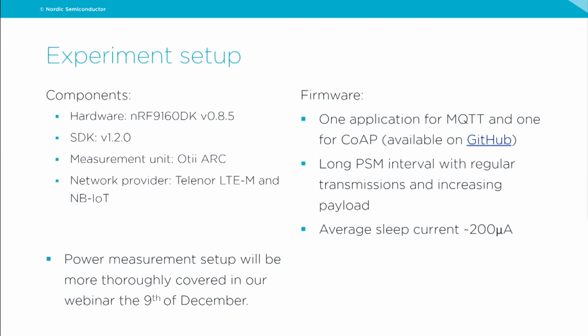For the firmware, I wrote two applications, one using MQTT and one using CoAP. Both were configured to use the power saving mode of LTE-M and NB-IoT, along with regular transmissions to most realistically emulate a real sensor operation. I also had increasing payload on the transmission so that I could do measurements on the power consumption with relation to payload size. The applications achieved an average sleep current of 200 microamperes, which is not that good, but I decided to focus more on comparing the actual protocols and their performance with relation to power consumption instead of optimizing my own application.